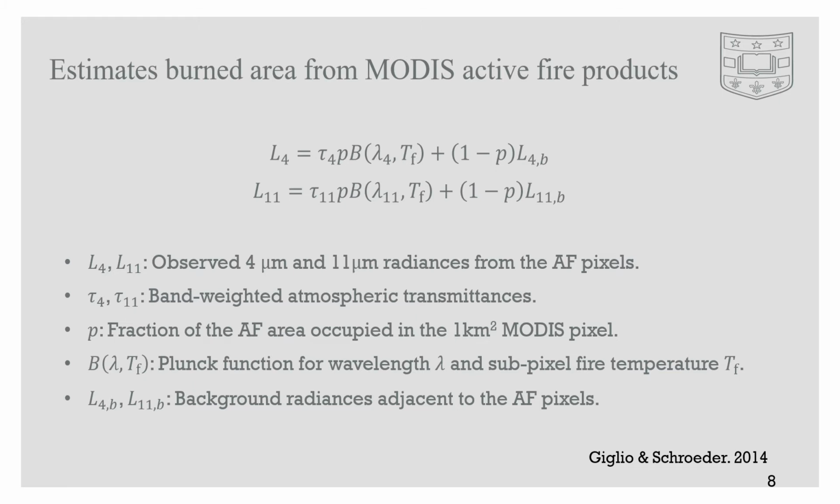We used the radiances of two infrared bands on MODIS, L4 for 4 micrometer and L11 for 11 micrometer, for active fire pixels, and their adjacent background radiances L4B and L11B as the input parameters as well. Based on this equation, we can calculate the real-time burned area inside a certain active fire pixel, which is the product of the fraction P and the MODIS fire pixel area, which is about 1 square kilometer.